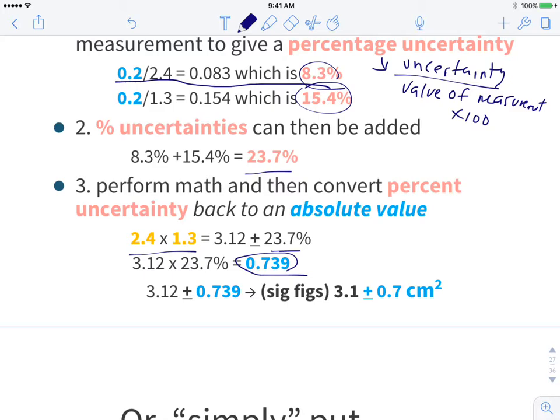And notice what I do here is I look back at the absolute uncertainties that I started with, which was 0.2 and 0.2, and I change my new absolute uncertainty back to one significant figure. I also round this number with the correct number of sig figs.